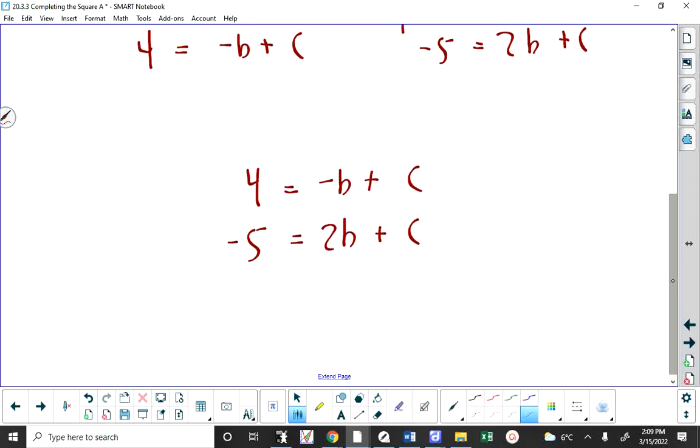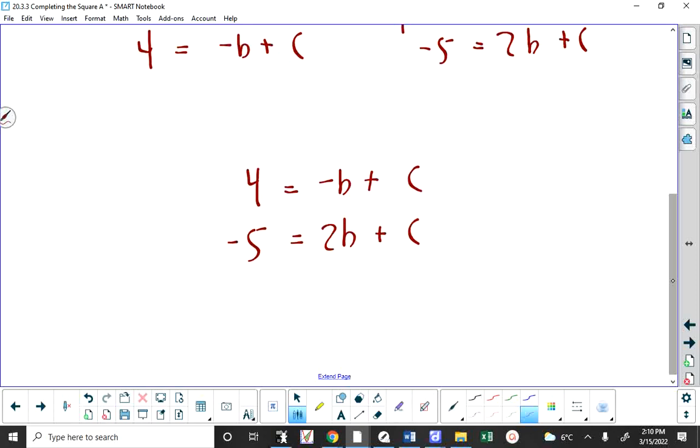The one thing I notice is that both of the equations have c. So if I multiply one of the equations by -1, that equation will no longer have a c, it will have a negative c. And if I add the two equations, then the c in the one equation and the negative c in the other will cancel. Let me show you what I mean.